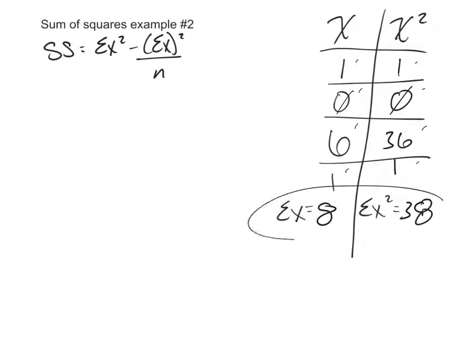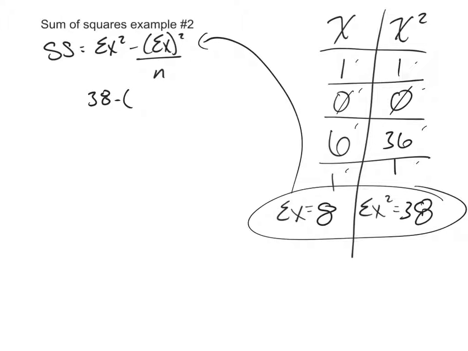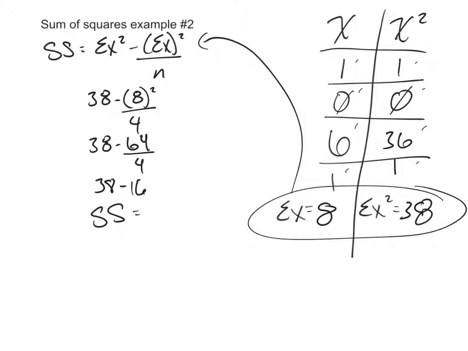We're going to use these numbers in this formula. Sum of x squared is 38 minus 8 squared divided by, we only have 4 people in this study. So we have 38 minus 64 divided by 4, or 38 minus 16. So our sum of squares for this problem is 22.